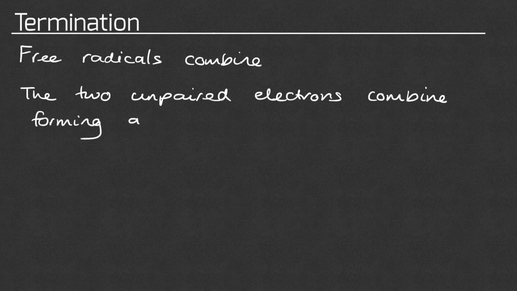The final stage is called termination. This is where two free radicals will combine. When the two unpaired electrons come together, they will form a new covalent bond, so the two unpaired electrons become paired, and therefore the new molecule will be much less reactive because it will no longer have an unpaired electron.